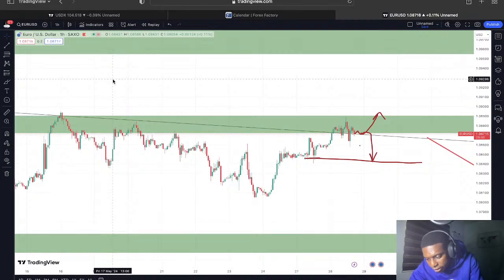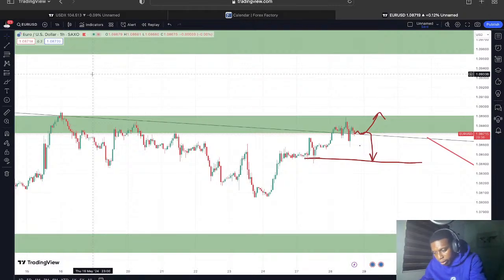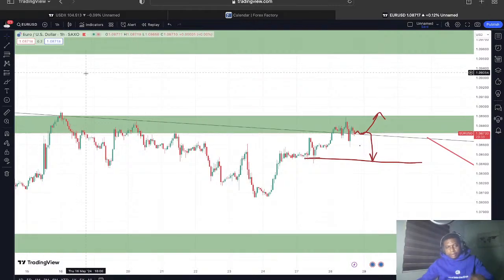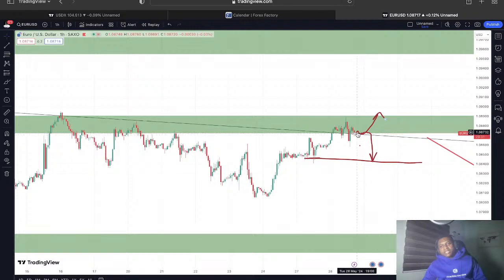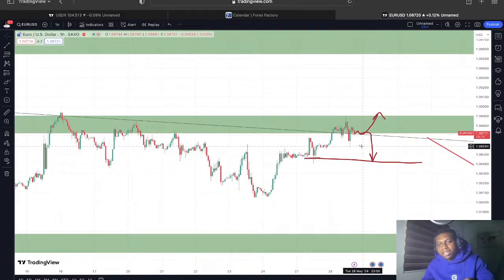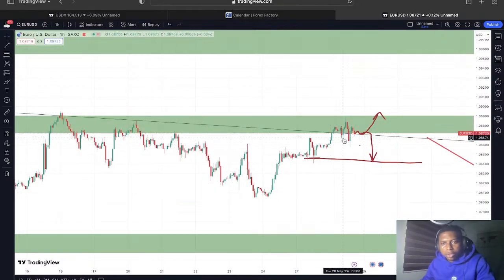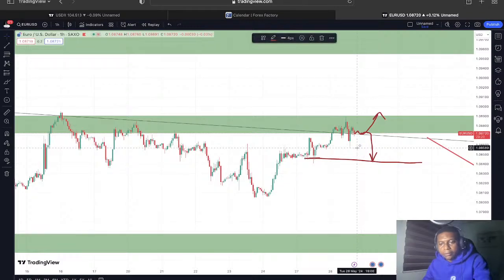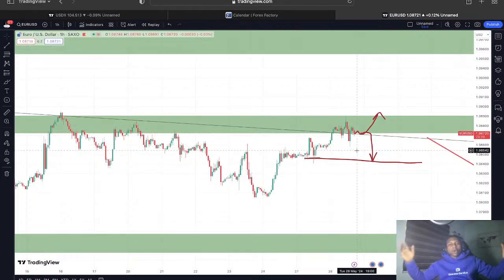So if price closes below the immediate support and backs up with an extra candle, that is actually a good signal for us to sell. That's enough of a sell signal.